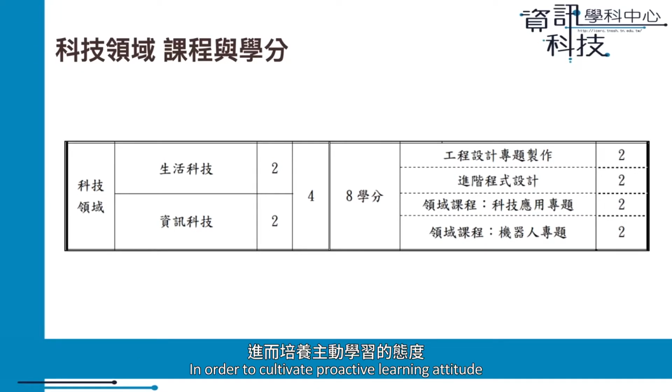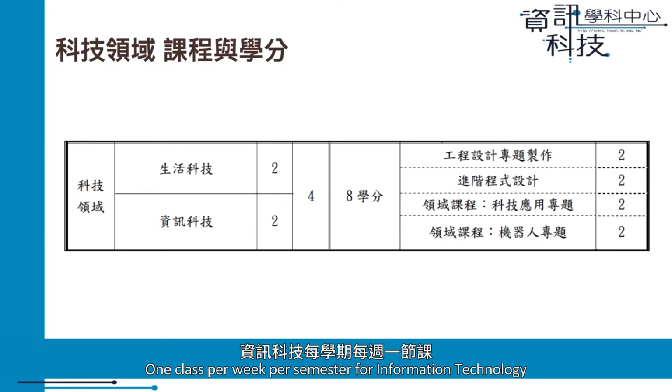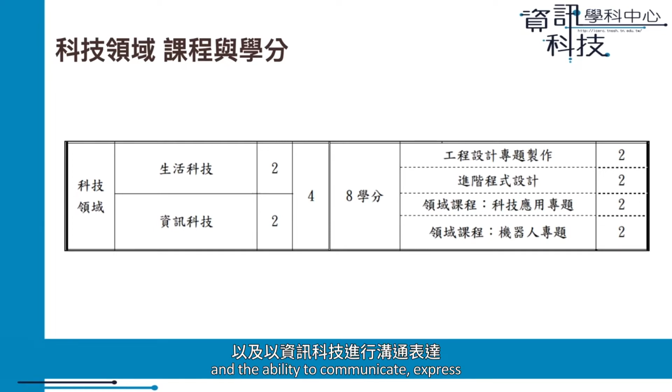In order to cultivate proactive learning attitude, in the technology domain, there are two required courses, which are respectively Living Technology and Information Technology. These two courses are 2 credits each. In the technology domain, there are 2 classes each week, 1 class per week per semester for information technology. It is the same for living technology. It mainly focuses on cultivating students with the ability to solve problems using computational thinking and the ability to communicate, express, collaborate, and create.